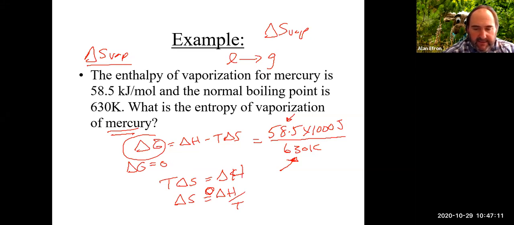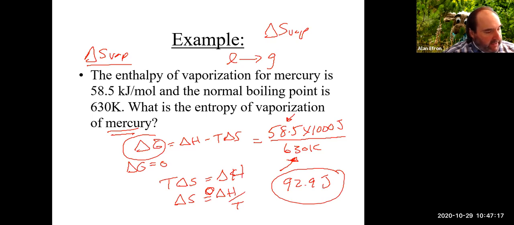And that does give us something like 92.9 joules. Again, here, this would be a positive number, which we would expect going from liquid to gas. If we were talking about the condensation process here, the only difference is we would put the negative there for our exothermic part of our delta H, and we would end up with a negative delta S in this particular case. Any questions on that there?